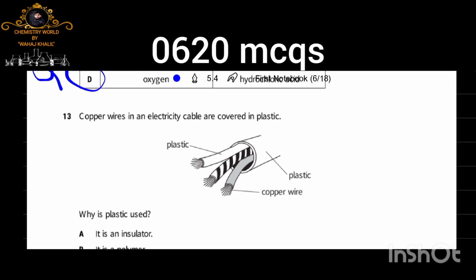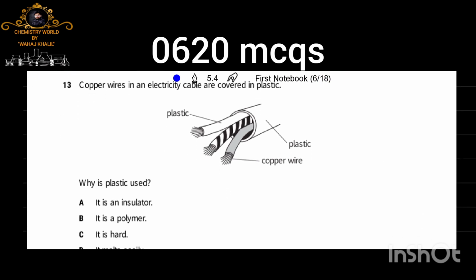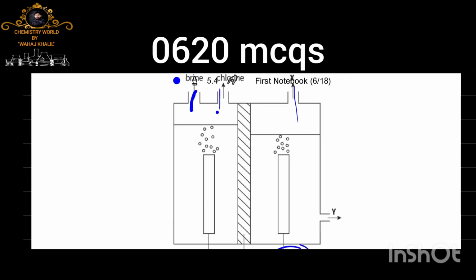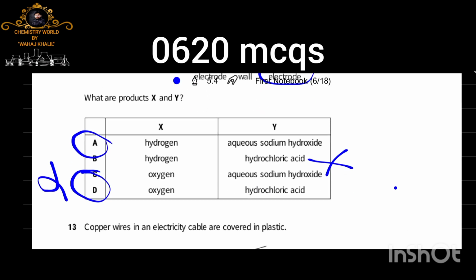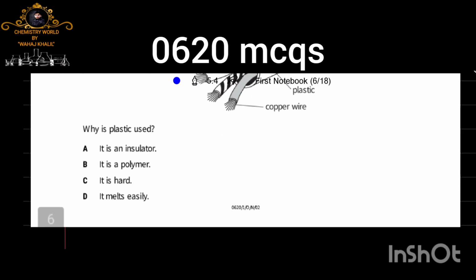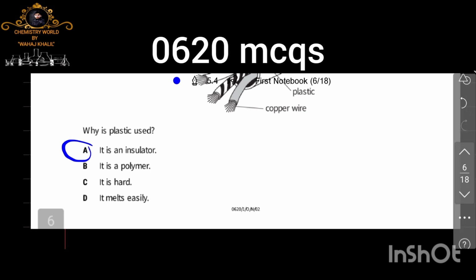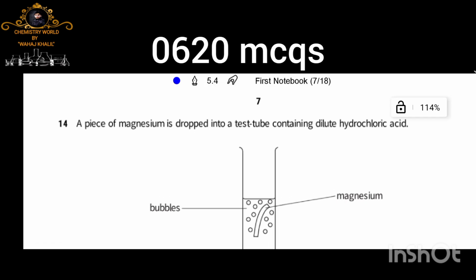The MCQ number 13. Copper wire in an electricity cable is covered with plastic. Why is the plastic used? It is an insulator, it is a polymer, it is hard, it melts easily. So option A is the correct one. It is an insulator. It can't conduct electricity. It saves us from a current. So it's A.